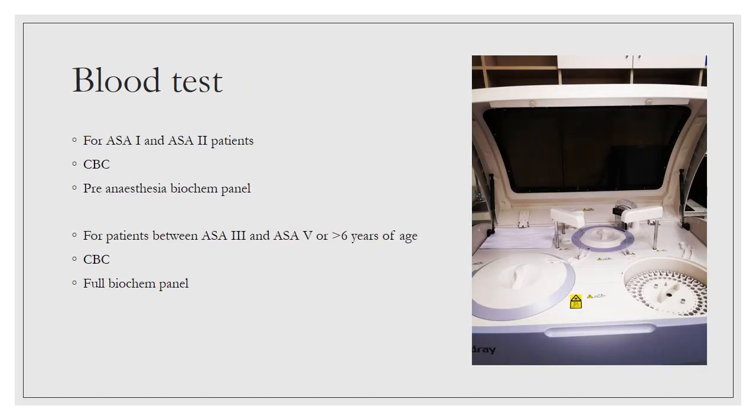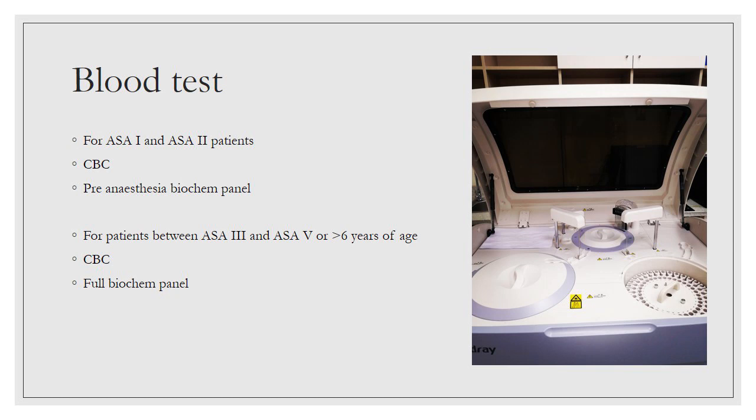We only run blood tests according to our clinical findings. For our ASA level 1 and ASA level 2 patients, we only run CBC and a pre-anesthesia biochem panel. That includes urea, creatinine, ALT, AST, blood glucose, and total protein.